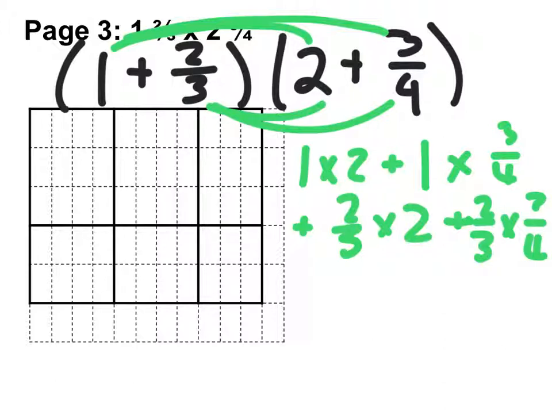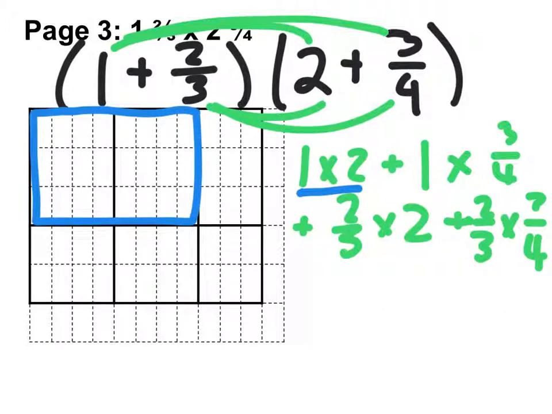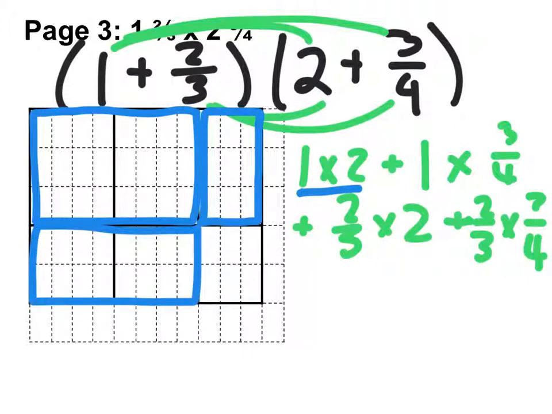And not ugly like we can't handle it, but not near as nice as if we had just used the area model to begin with. Because if you notice, if I look at these little breakdowns, 1 times 2, well, that's this rectangle right here. I would have done that anyways. 1 times 3/4, that's this rectangle here. 2/3 times 2, that's this rectangle. And 2/3 times 3/4, that's this rectangle. And then we're adding them all together.